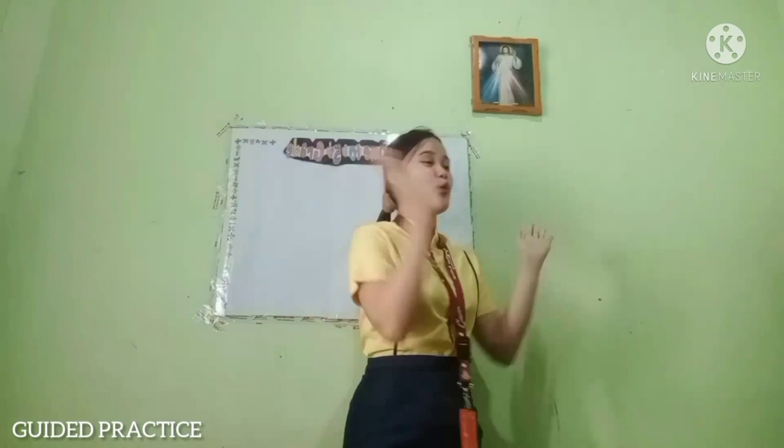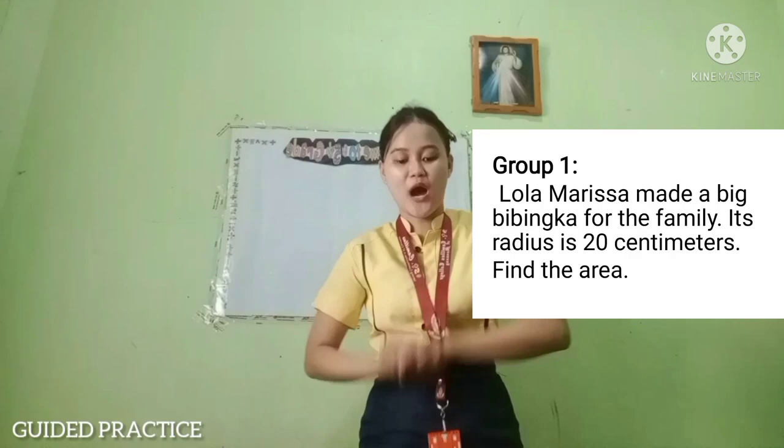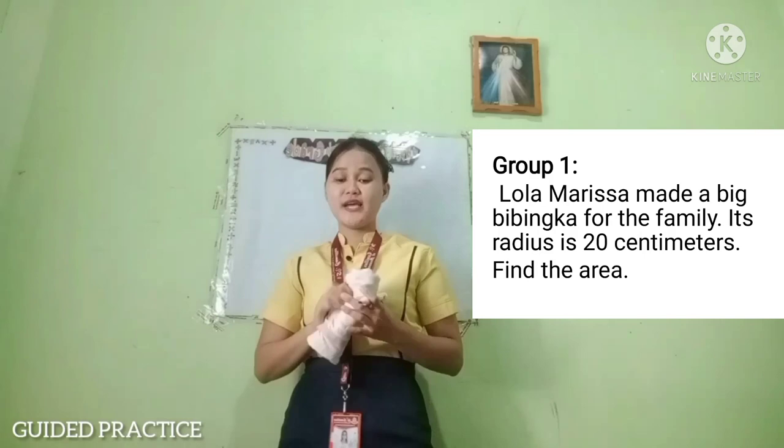Is everybody finished? So let's clap 5 claps. 1, 2, 3, 4, 5. So let us begin with group 1. So group 1, the problem is Lola Marisa made a big bibingka for the family. Its radius is 20 centimeters.